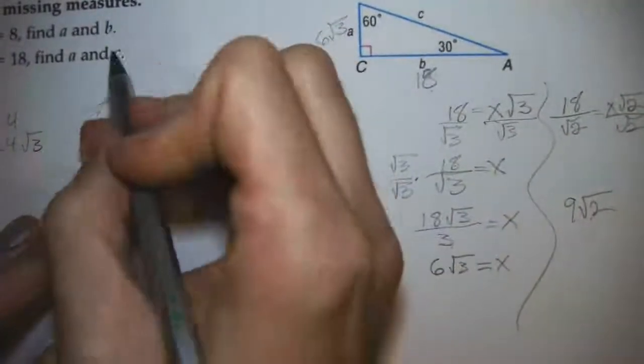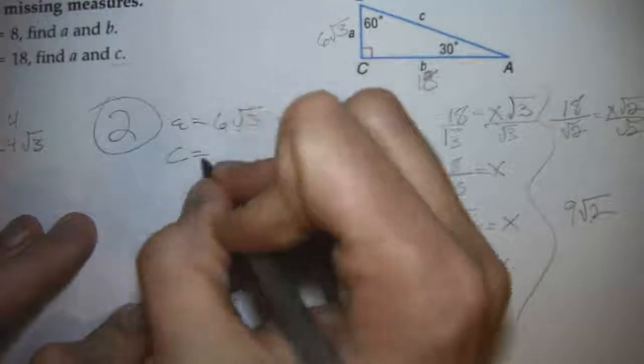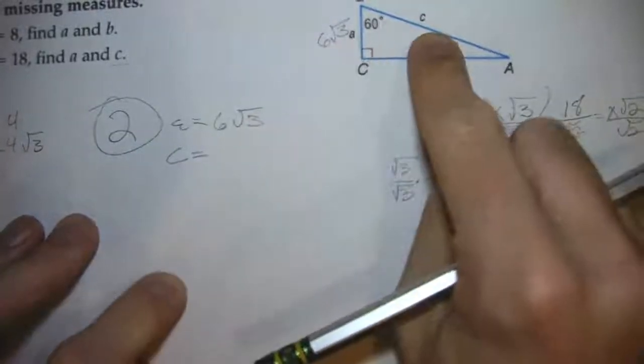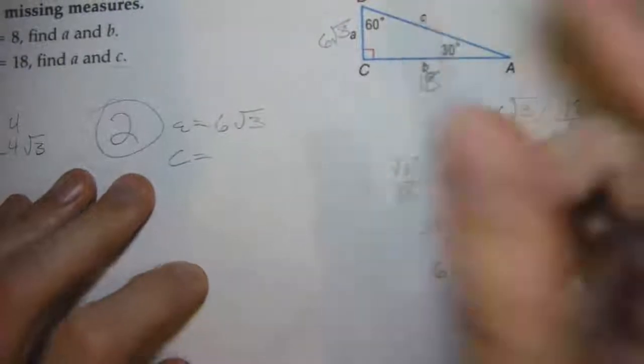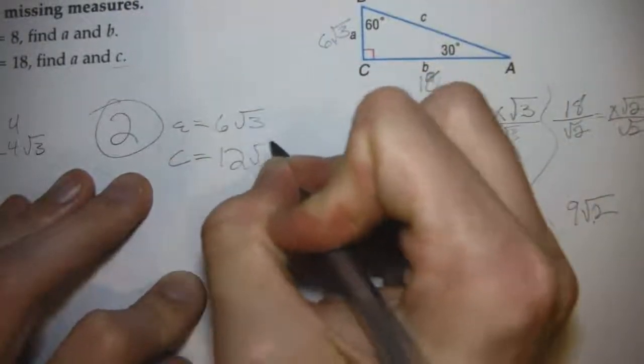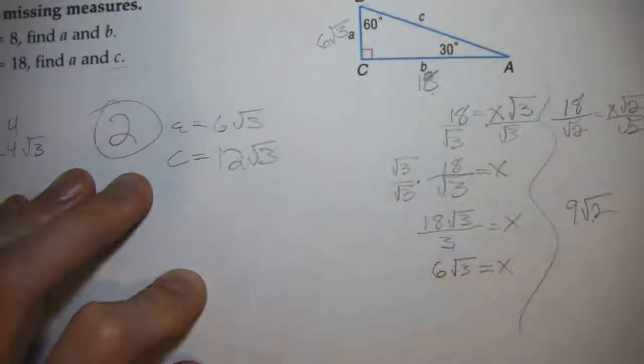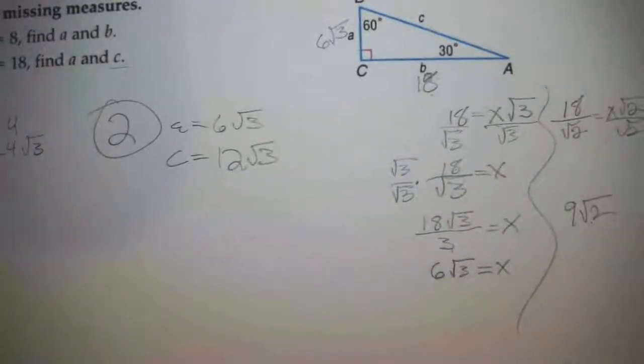Excellent. The other part we need to find, of course, is C. That's our hypotenuse. And we have to double this amount. This is the short side, so we double it for the hypotenuse. 6 multiplied by 2 is, of course, 12. So 12 radical 3. And again, don't bother changing that to a decimal unless you absolutely have to. In this case, we're not asked to round, so it makes more sense just to leave it alone.